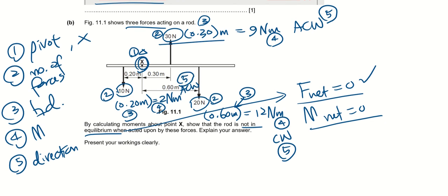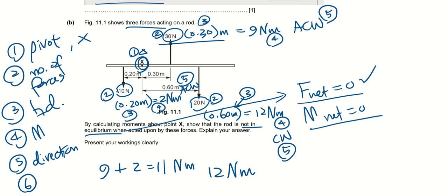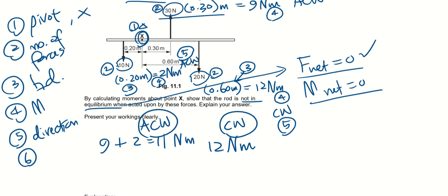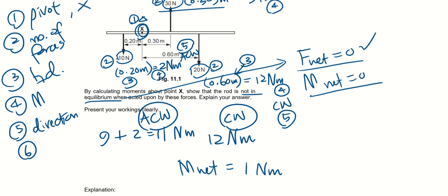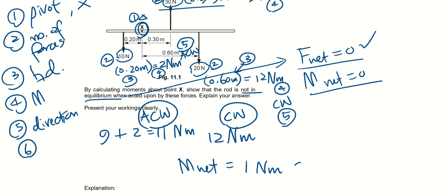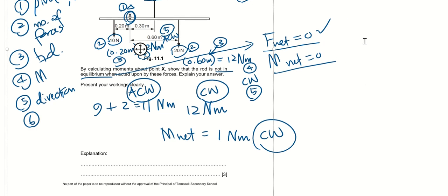All right, so what is the sum of clockwise moments? It is 12 Newton meter. What is the sum of anti-clockwise moments? I have 9 plus 2, so equals 11. So as you can see, this is the clockwise moment, this is the anti-clockwise moment. So the net moment is actually 1 Newton meter clockwise. If there's a net moment, that means it is not in equilibrium. This rod will turn in the clockwise direction.